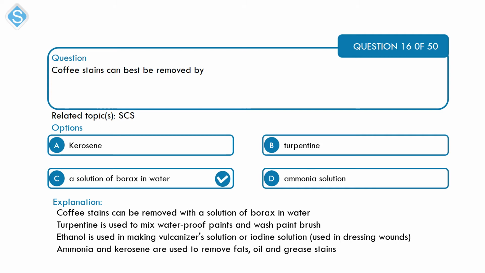That's option C. Turpentine is used in mixing waterproof paints, and they also use it in washing paint brushes after painting. While ethanol is used in making vulcanizer solution, by dissolving the rubber and some other substance in it. It's also used in making iodine solution that is used in dressing wounds. Ammonia and kerosene are used to remove fat, oil, and grease stains.